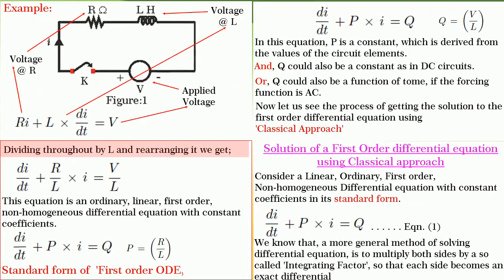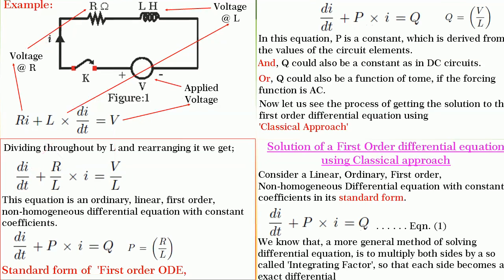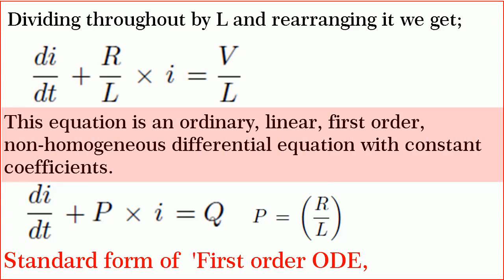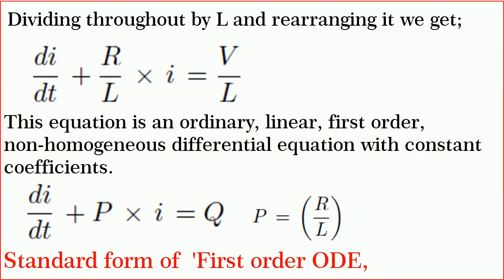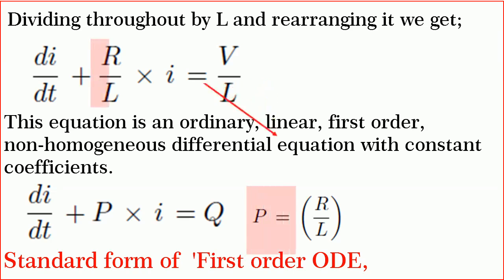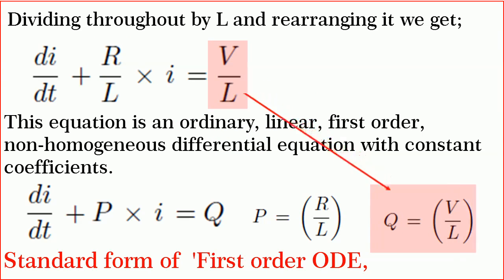By dividing throughout by L and rearranging it, we get di by dt plus R by L into I is equal to V by L. You know, this equation is an ordinary linear first order non-homogeneous differential equation with constant coefficients. This equation can be written into a standard form of ODE as di by dt plus P into I is equal to Q, where P is equal to R by L and Q is equal to V by L.